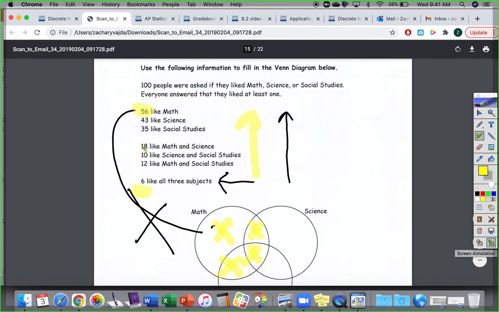Because these 18 that like math and science, 18 for math and science is actually all of this, because that's the 18 people that make up the whole math science overlap. So that 18 is not just one number. It is the 2 of these combined. Take those cautions as you work on page 15.